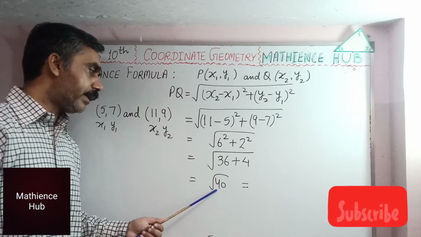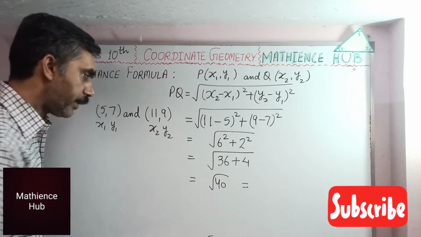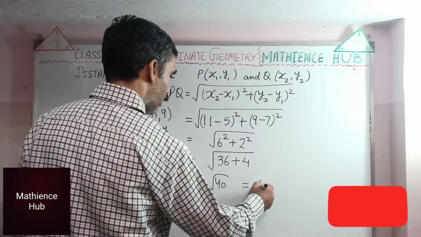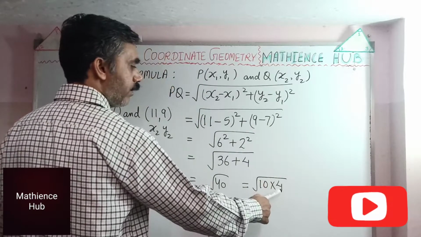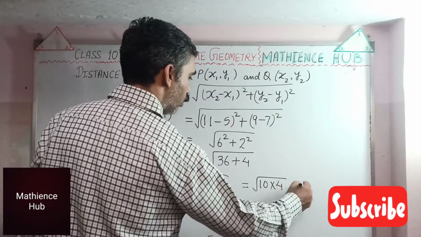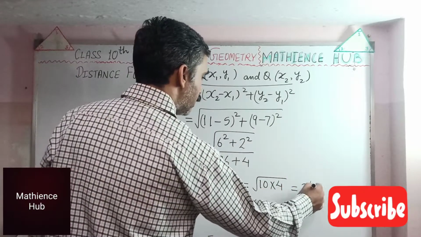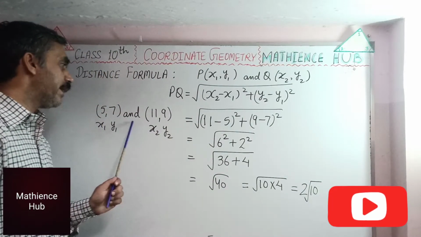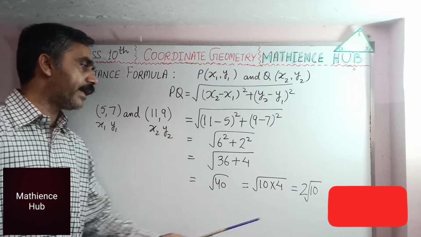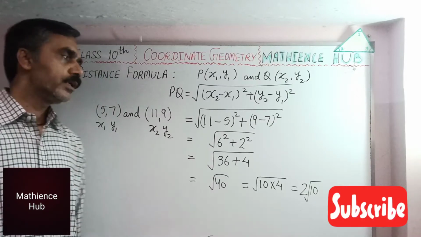We divide it into two parts. 40 is 10 into 4. We know the square root of 4 is 2, and root 10 stays in the square root. So the distance between (5, 7) and (11, 9) by the distance formula is 2 root 10 units.